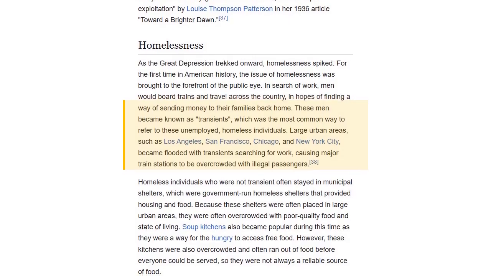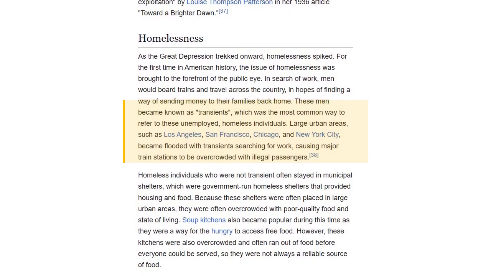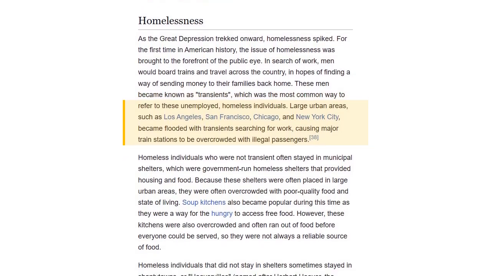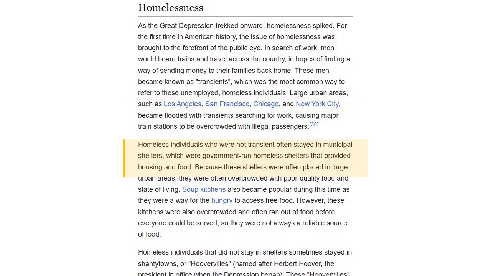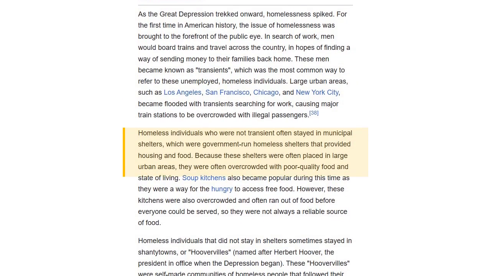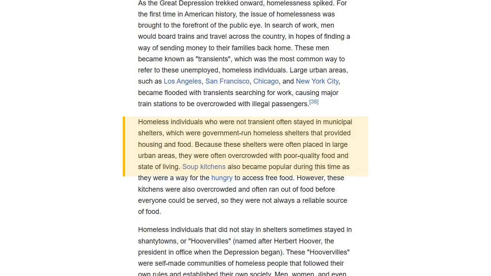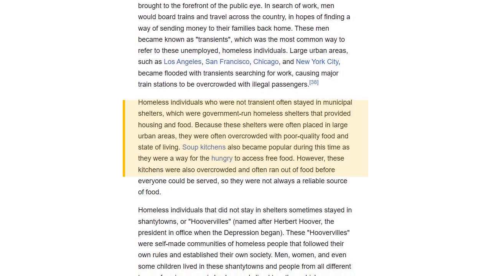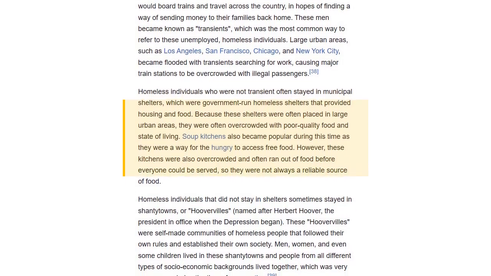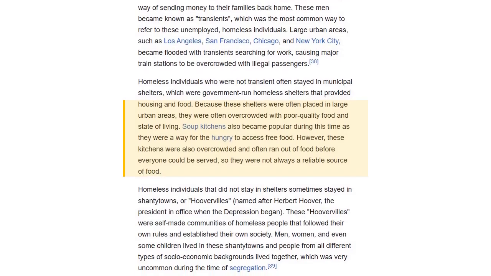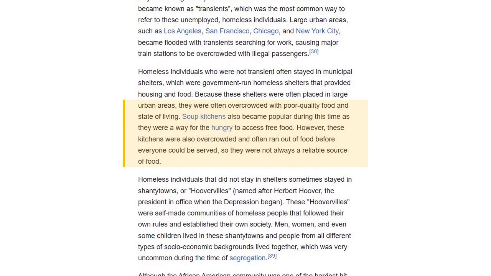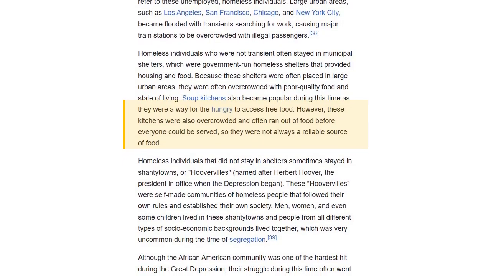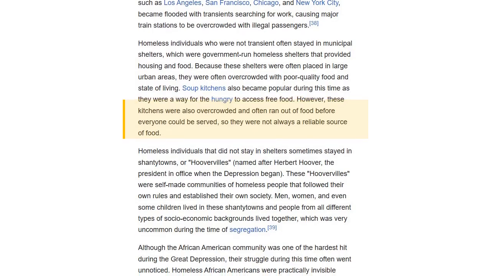Large urban areas, such as Los Angeles, San Francisco, Chicago, and New York City, became flooded with transients searching for work, causing major train stations to be overcrowded with illegal passengers. Homeless individuals who were not transient often stayed in municipal shelters, which were government-run homeless shelters that provided housing and food. Because these shelters were often placed in large urban areas, they were often overcrowded with poor quality food and state of living. Soup kitchens also became popular during this time, as they were a way for the hungry to access free food. However, these kitchens were also overcrowded and often ran out of food before everyone could be served, so they were not always a reliable source of food.